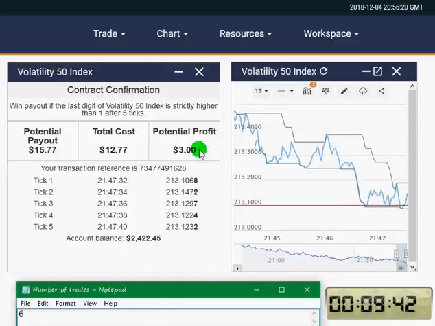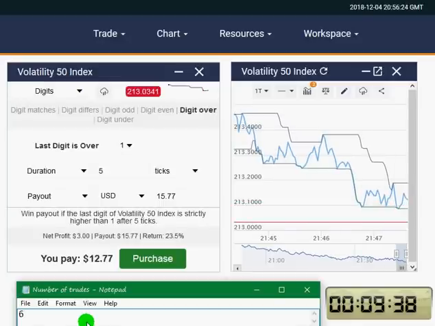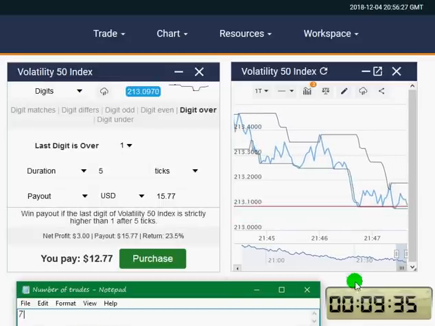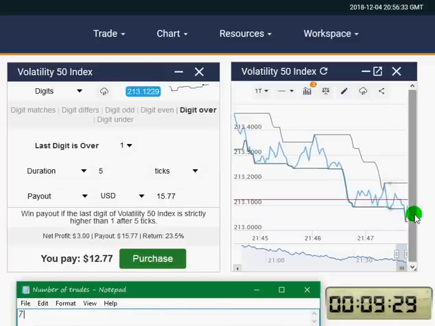So we won that trade again. So I'm going to change this to 7. So we have 3 more trades to go after this. Remember, we're going to be trading 10 times. So we give it some time again to move.